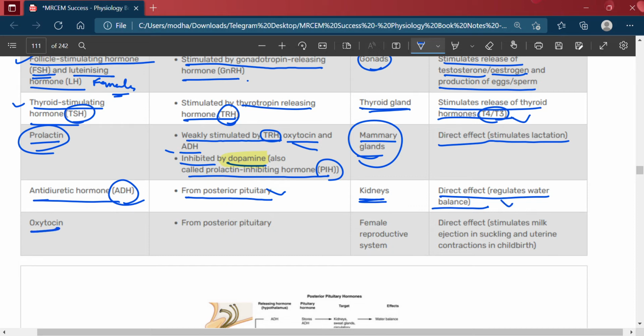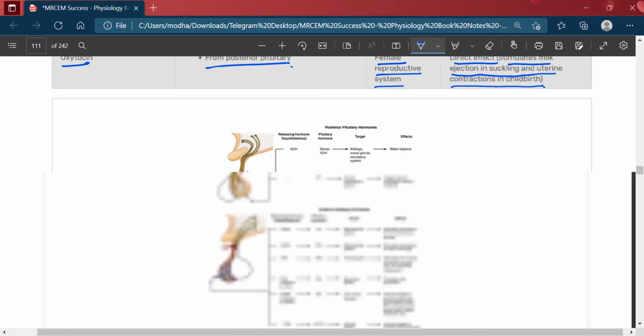Then oxytocin. Oxytocin is from the posterior pituitary, with direct effect on the female reproductive system. It stimulates the milk ejection in suckling and the uterine contraction during childbirth.